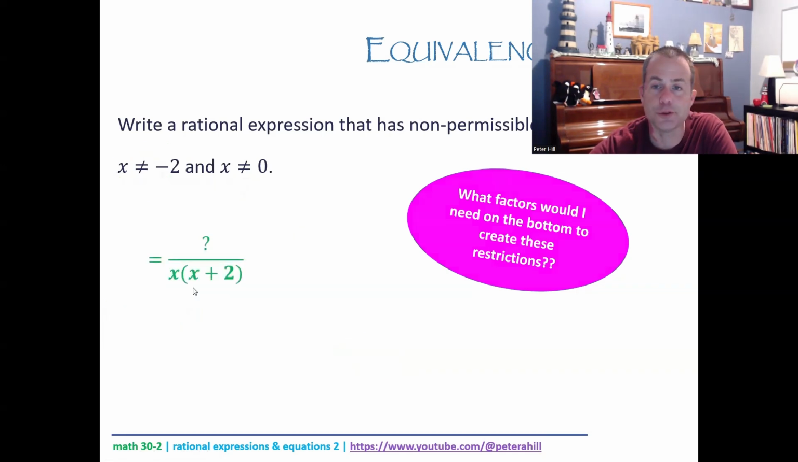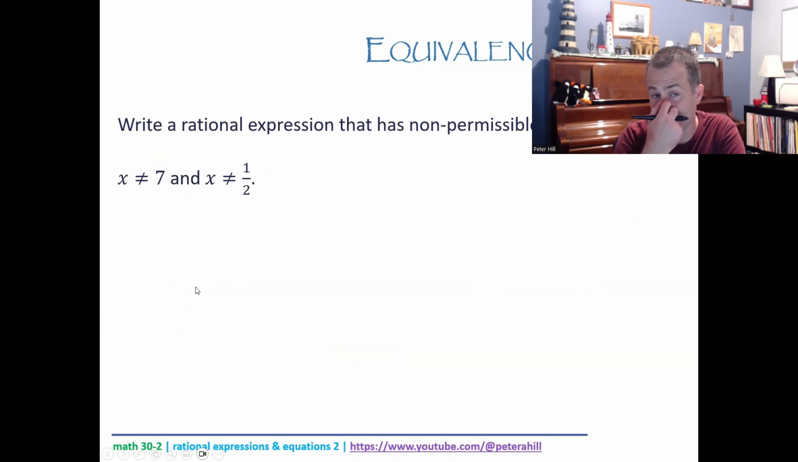Perfect. Let's do another one of those. This time I want x can't be 7 and x can't be 1/2. Okay, so the x can't be 7, probably you're feeling a little bit more comfortable with based on what we did on the last one. You're going to bring that 7 over, so it'll be x minus 7 can't equal 0, which means that would be your factor that you'd want.